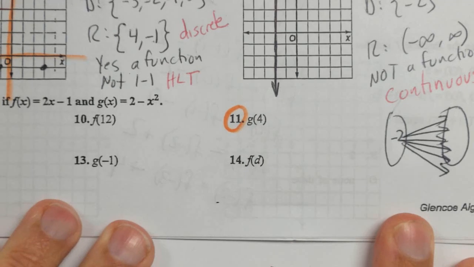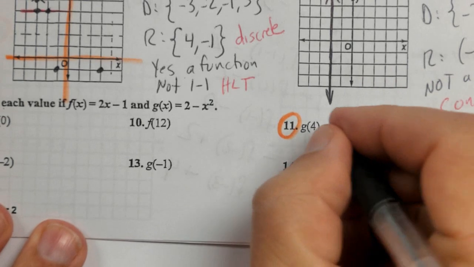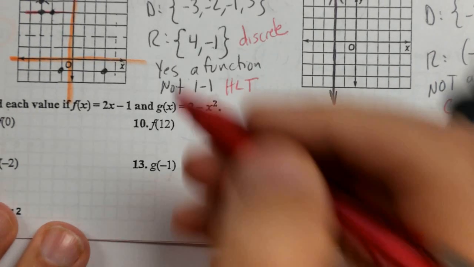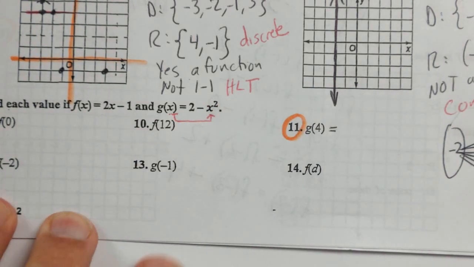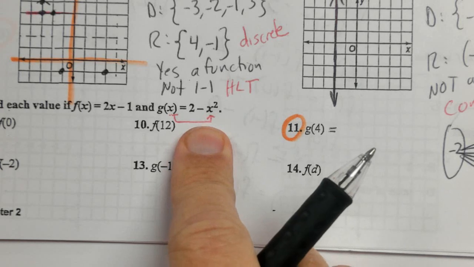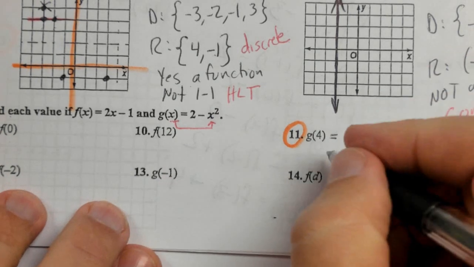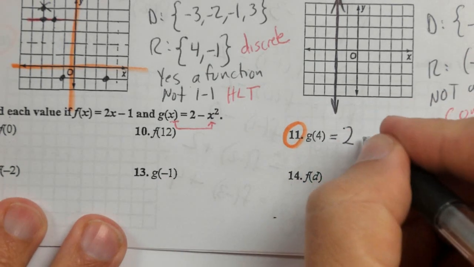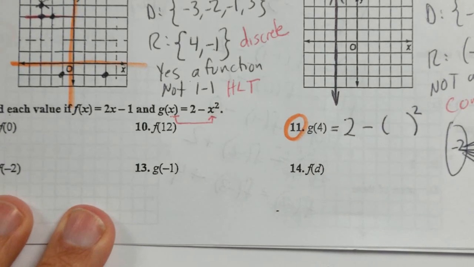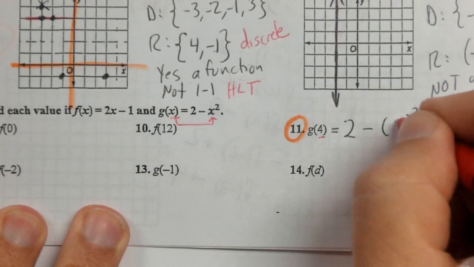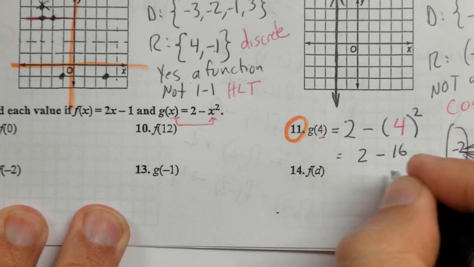Number 11, g of 4. Okay, good. We're starting with an easy one of these. So this means look at the g function and plug in 4. I feel like some still haven't figured out what this function notation means. G of x, when there's a function following g of x, that x is just telling you where to plug in the input. Our input is 4. The g function means start with 2 and subtract the square of the input. So if there's a 4 in there, we'll plug in 4. So 2 minus 16 would be -14.